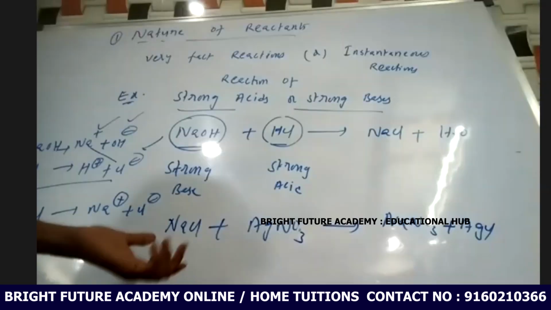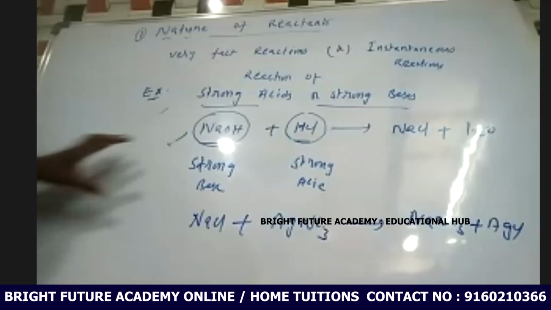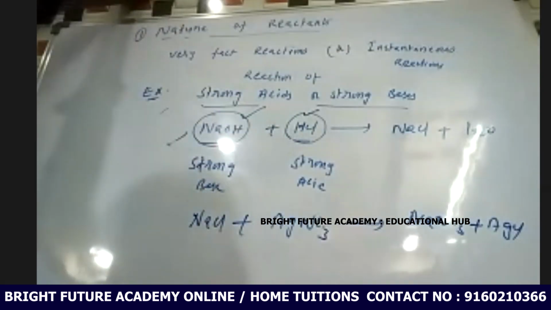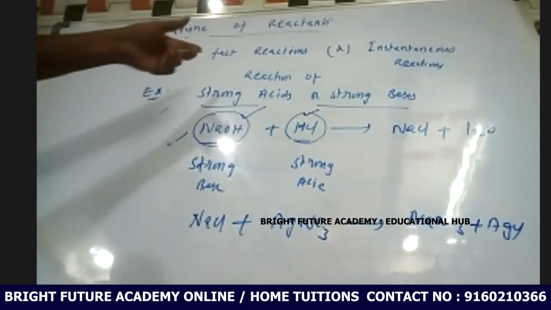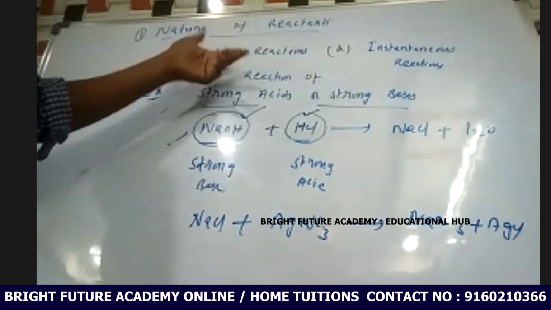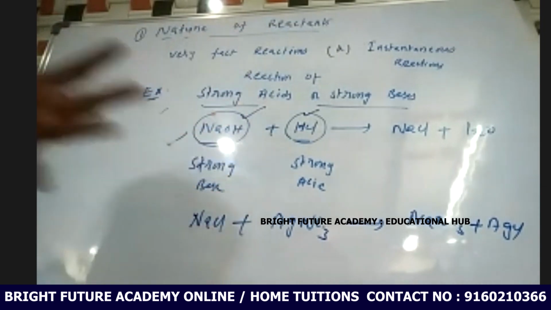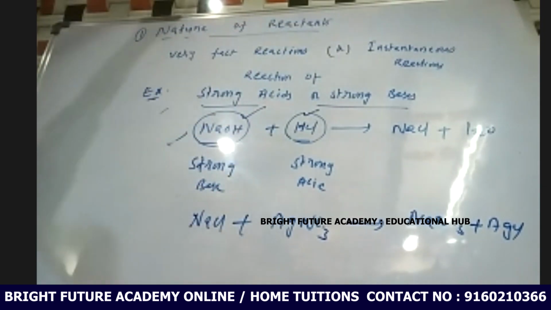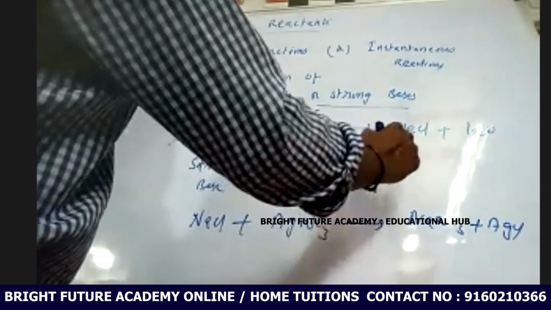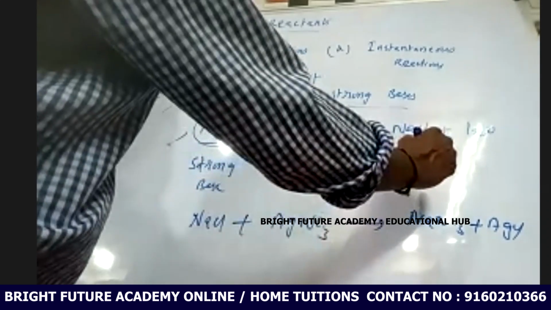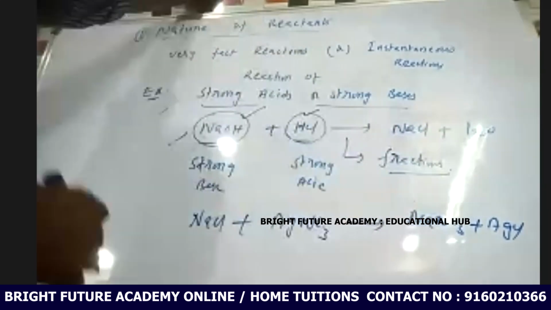These are all ionic reactions, and ionic reactions participate in the rate of reaction. They are very fast, instant reactions. These are completed in a fraction of a second. That's why these are called very fast reactions.